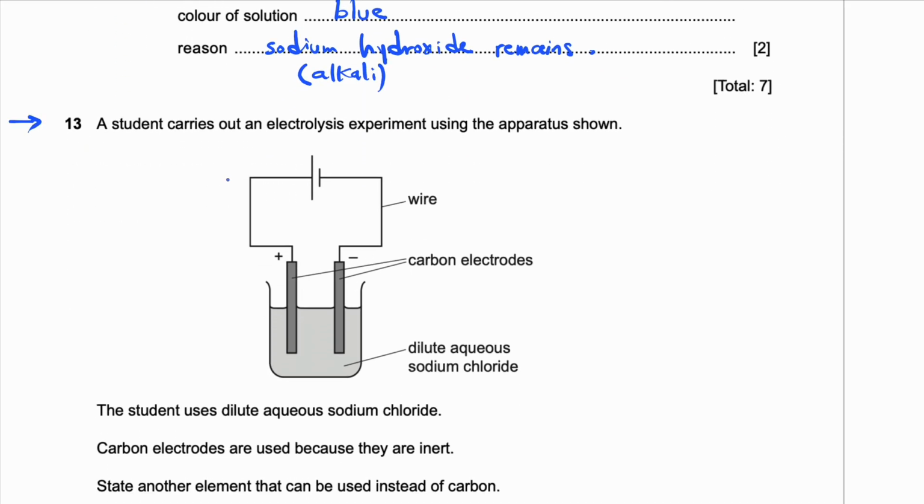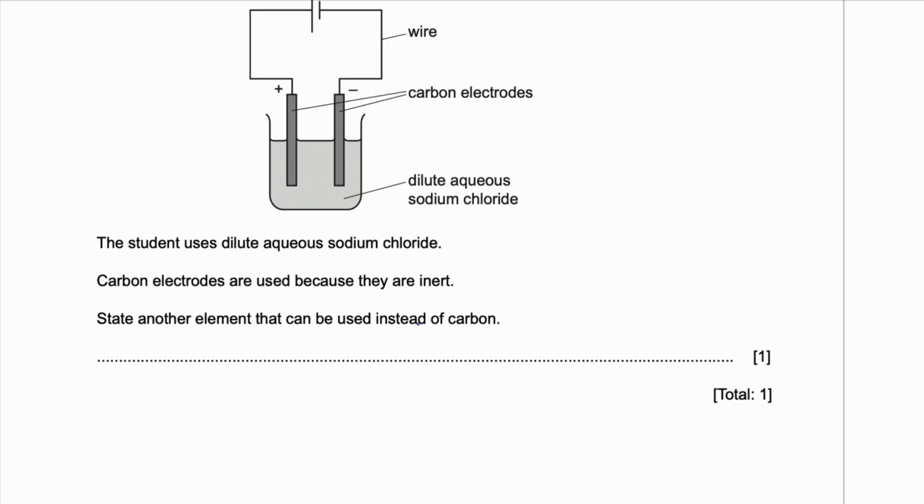Next, a student carries out an electrolysis experiment using the apparatus shown. The student uses dilute aqueous sodium chloride. So back again, we have a dilute situation. Remember, in dilute situation, hydroxide is going to get discharged in preference to the halogen or halide. Carbon electrodes are used because they are inert.